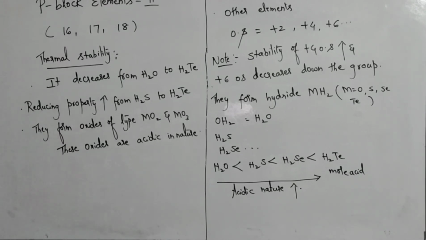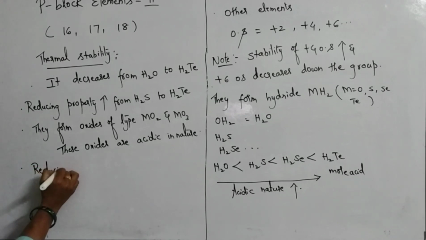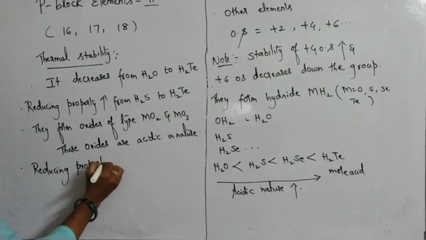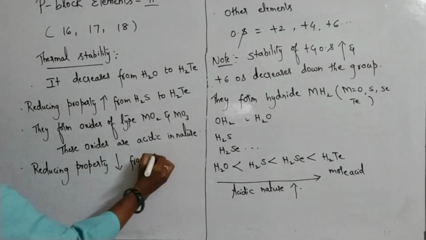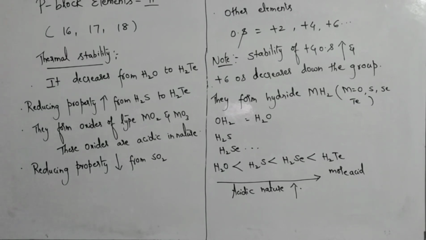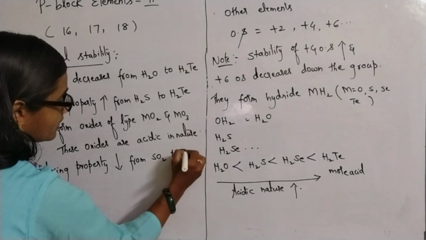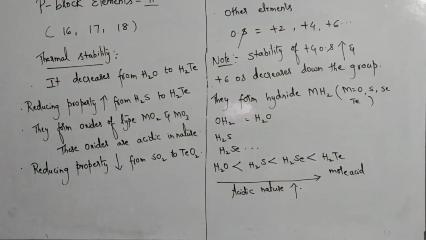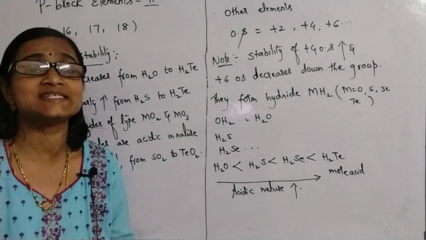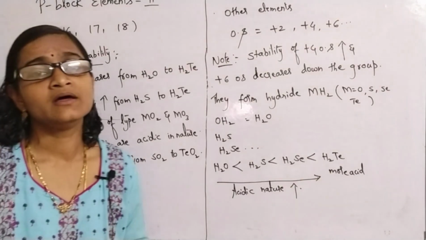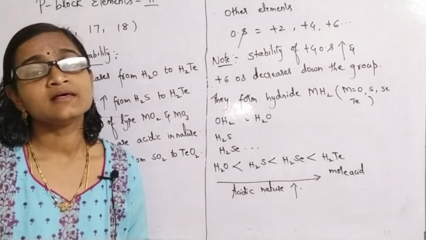And reducing property of oxides decreases from SO2 to TeO2. Reducing property decreases from sulfur dioxide to tellurium oxide. Next, they can form halides of MX2 type, MX4 type, and even MX6 type. Halides means with halogens, that is, with 7A group elements.